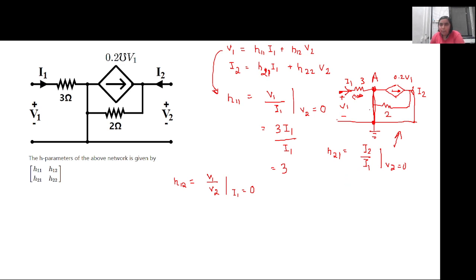So just consider this part. In this case, this part of the circuit, let me highlight it. So just consider this part of the circuit, with these two parameters.